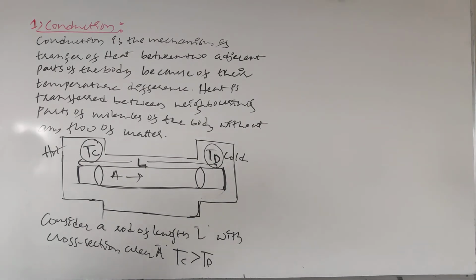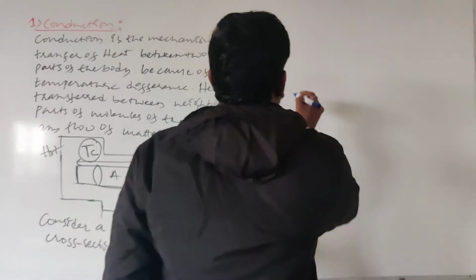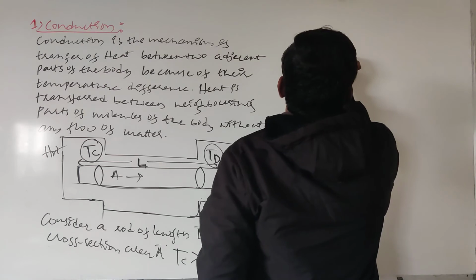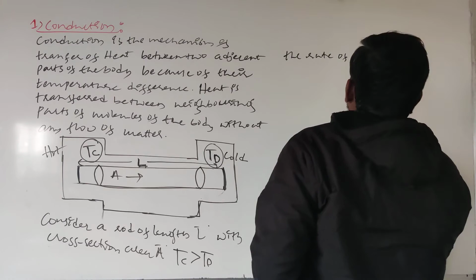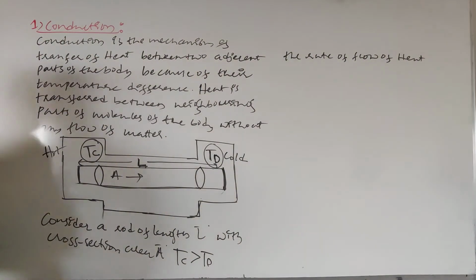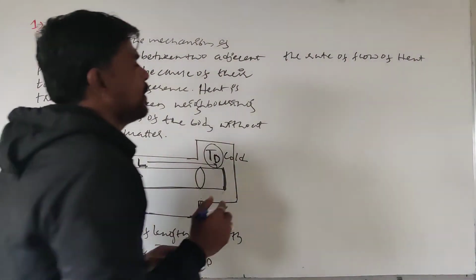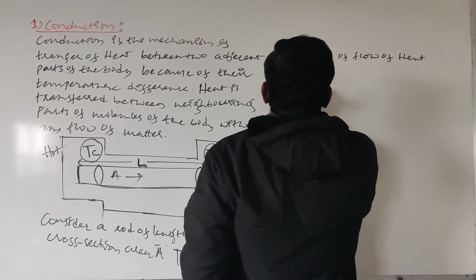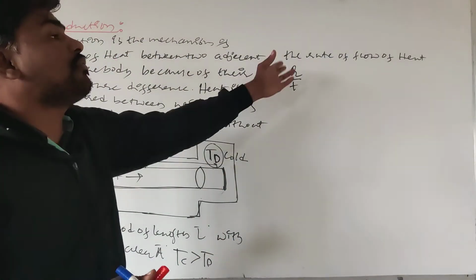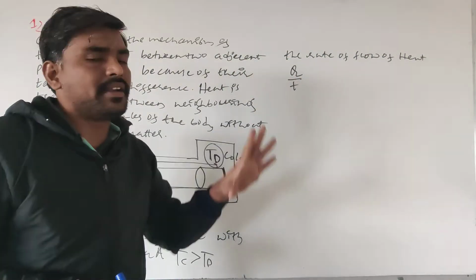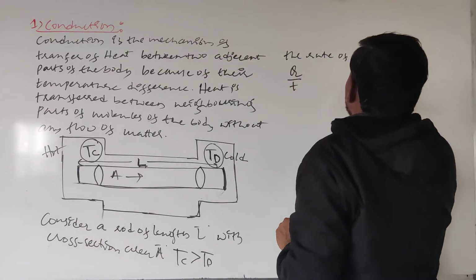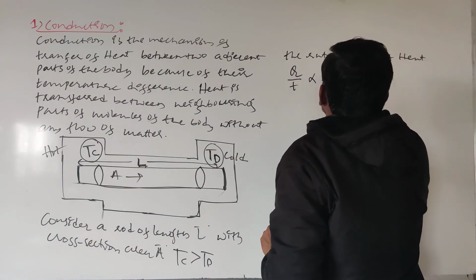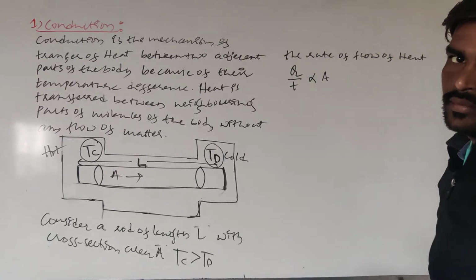So then here what happens? The rate of flow of heat. Here, see, Q by T is the rate of flow of heat. Whenever we take a rate, we have to divide by T. So the rate of flow of heat is directly proportional to the area. It is my point, right?